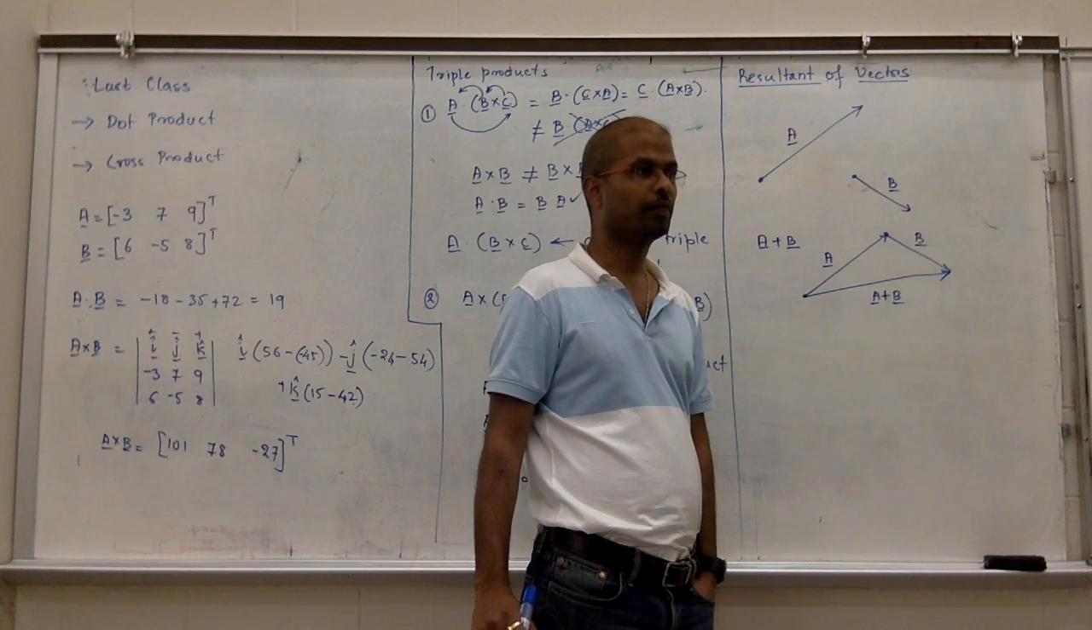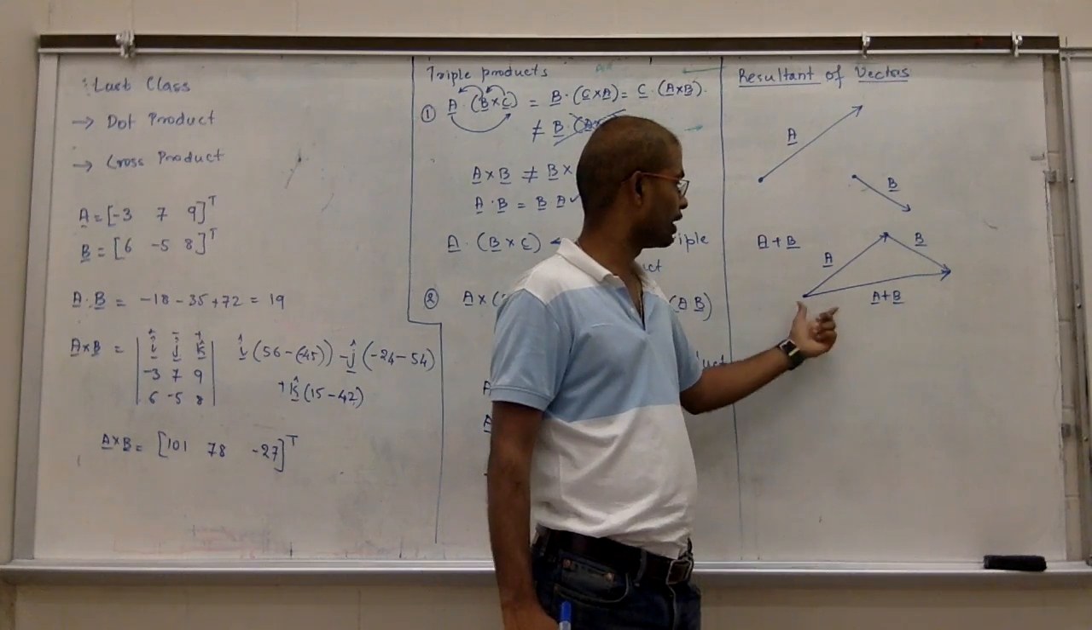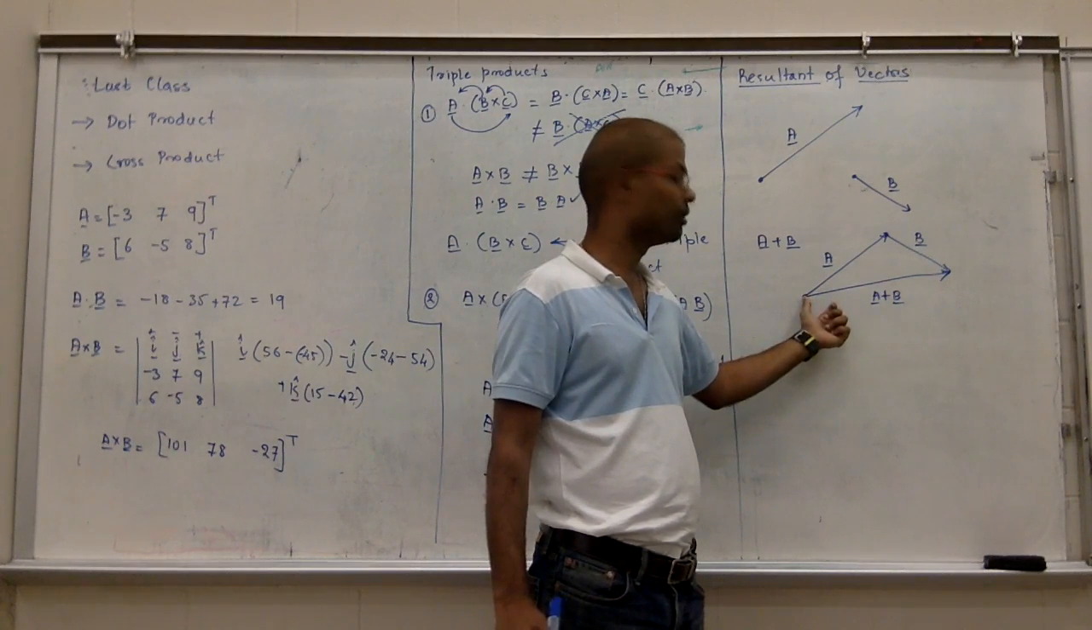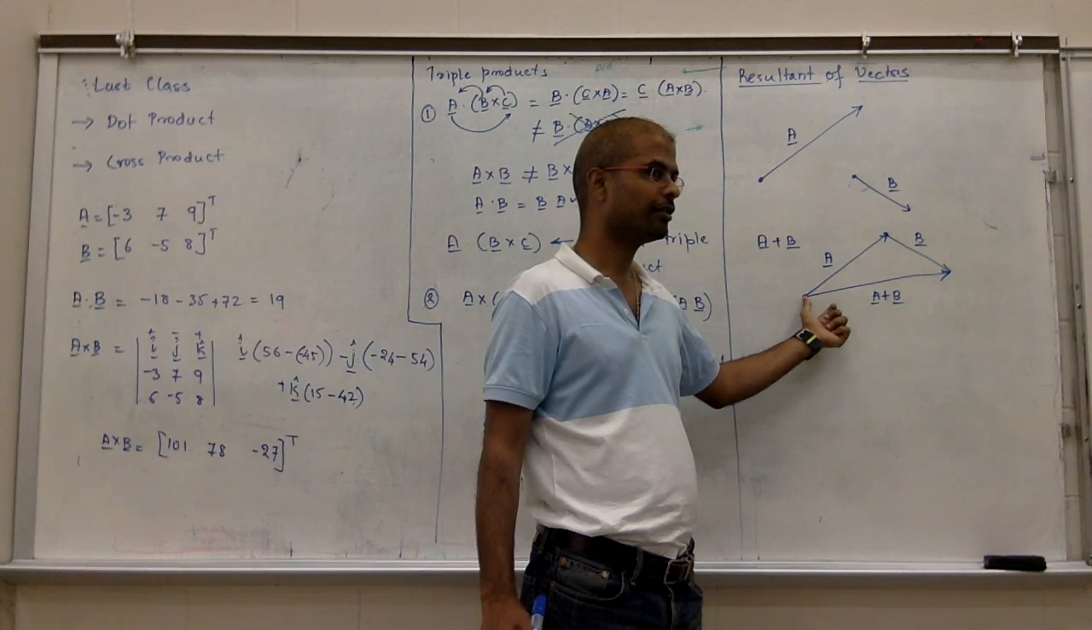The tail of A. A minus B would be the tail of A. Connect the tail of A to the tail of B. You would also connect the tail of A to the tail of B.